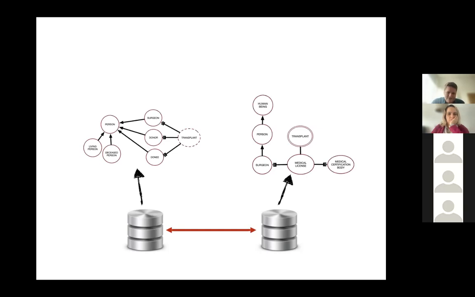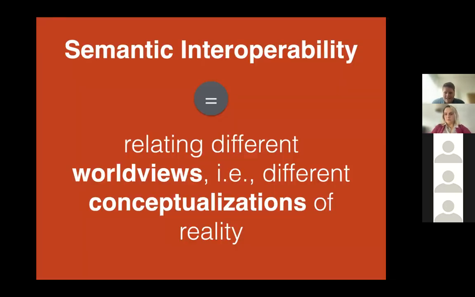So the issue here is that when we want to make these systems interoperable, we need to put together the different worldviews, the different ontologies, which are embedded in these different systems, right? The problem of semantic interoperability is actually very straightforward to define. It's finding out how these pieces of information which reside in these different silos are connected, how to relate the worldview embedded in a particular system with the worldview embedded in another system. So semantic interoperability is relating different worldviews, or different conceptualizations of reality, right?